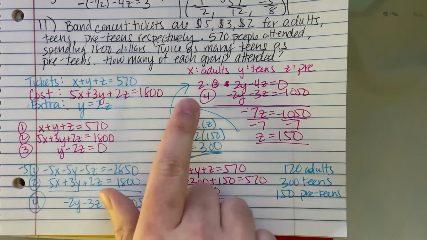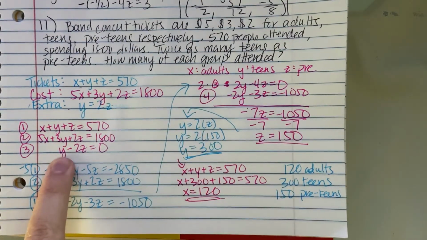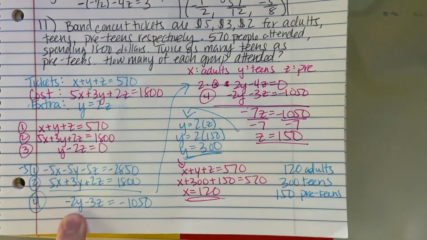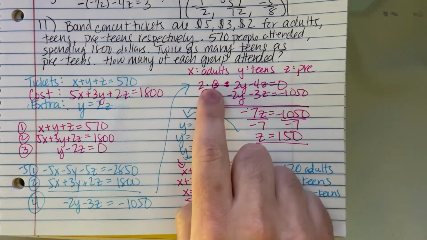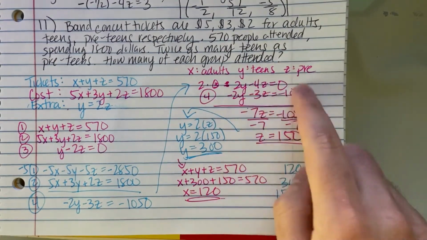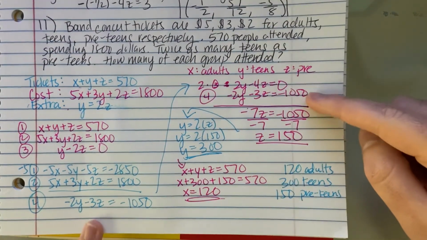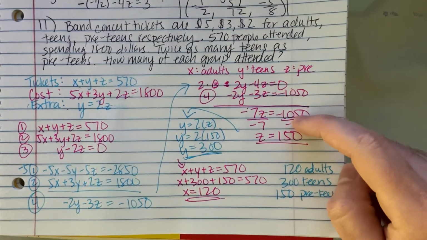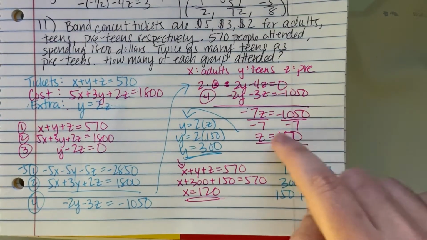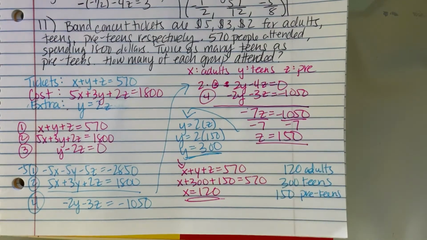If I double equation 3, that'll give me a positive 2y to match the negative 2y, so that when I add them together, it will cancel the y terms out. So 2 times equation 3 is 2y minus 4z equals 0. Add it to my equation 4, the y's cancel. I get negative 7z equals negative 1,050. Divide by negative 7 and you get z equals 150, which means 150 preteens attended.